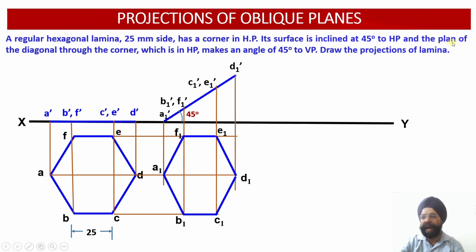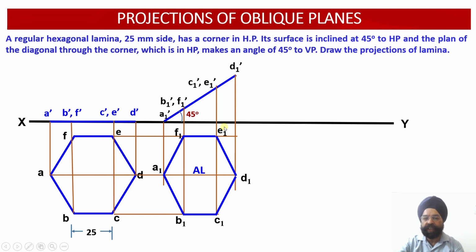So you have the plan of this diagonal. The plan of the diagonal is A1 D1, which is reduced. So A1 D1 is shorter than the original diagonal, which happens to be AD. So this is the plan of the diagonal. Since this is the plan of the diagonal, it is inclined at 45. So we can say that the angle beta is equal to 45 degree.